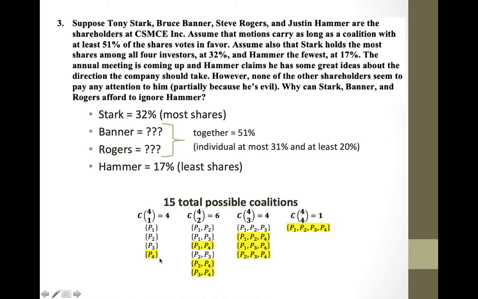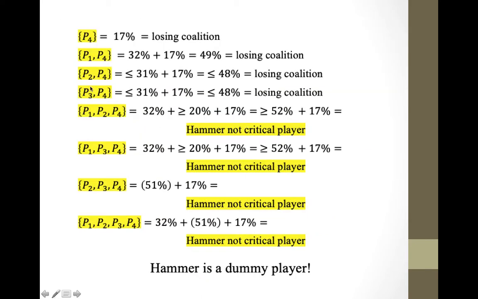Okay, so if we're trying to talk about Hammer, it says, why can Stark, Banner, and Rogers afford to ignore Hammer? The coalitions that involve Hammer are the ones highlighted in yellow. There are 8 of them. And then we dive further into what those yellow ones look like, or what will happen. So we notice in the first 4 of the 8, where Hammer is by himself, P4 is his participant number 4.